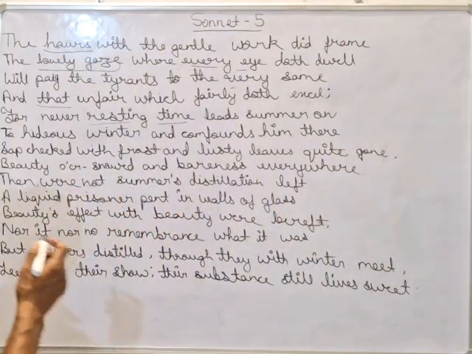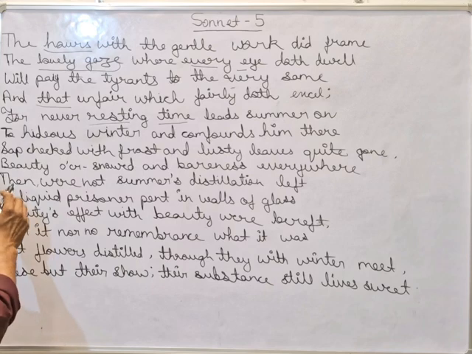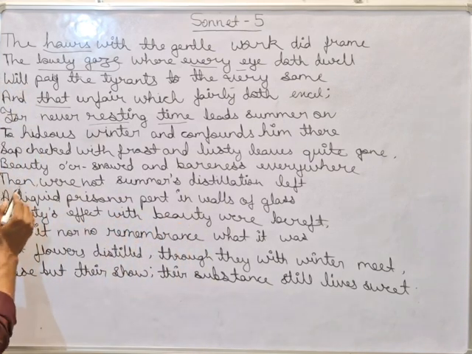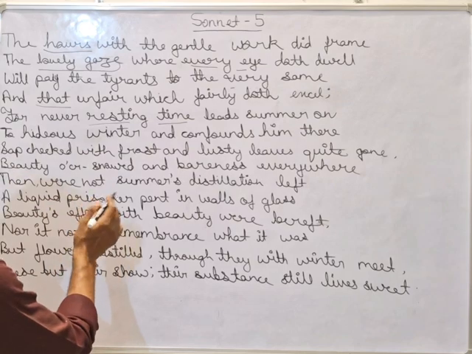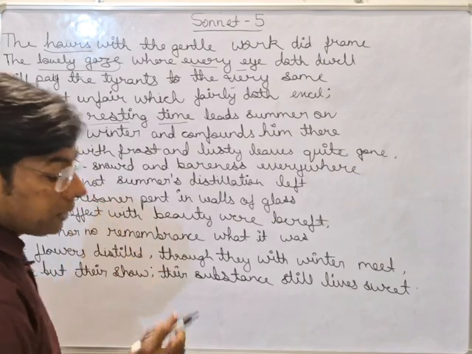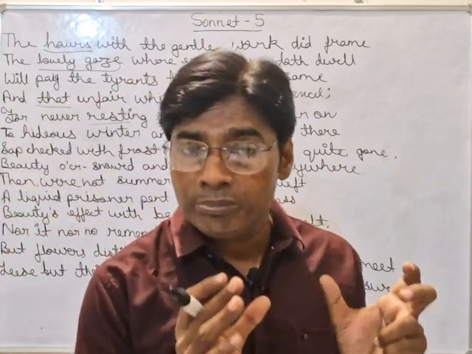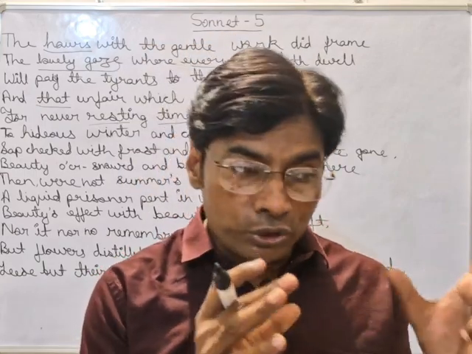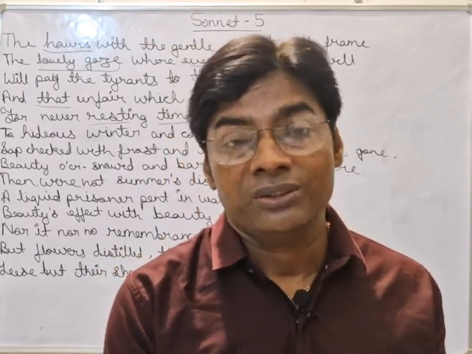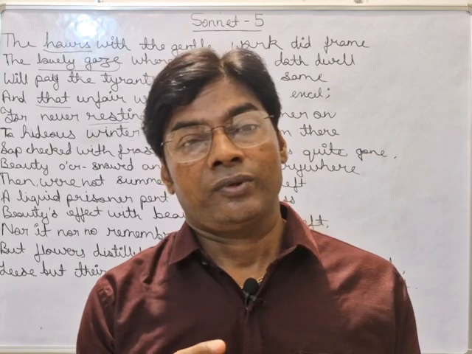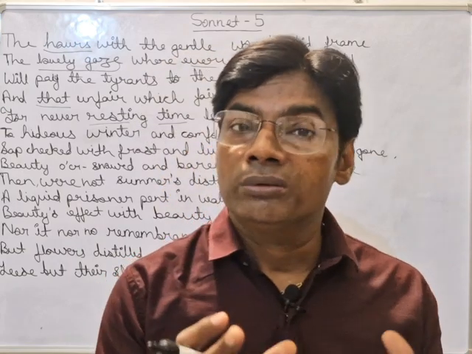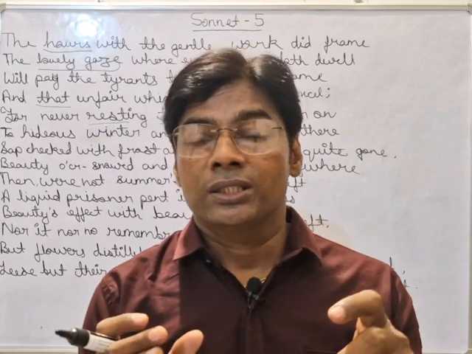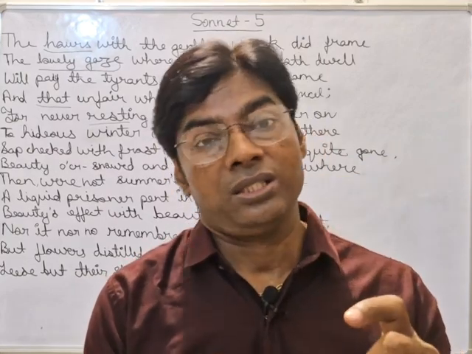Now see what he says in the third quatrain of the poem. And in the third quatrain of the poem, the poet speaks all good. Why? Because he speaks about that process through which the beauty of the summer is preserved in the form of perfume that is put inside a small bottle.